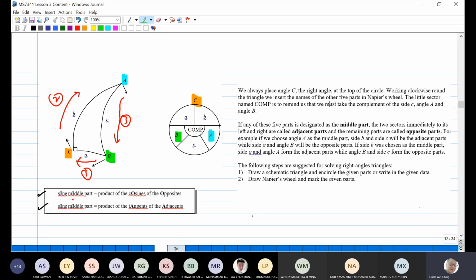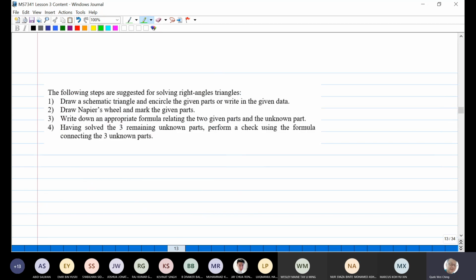Let's do example 1. Actually, you draw a spherical triangle first. One of the angles must be a right angle, so make sure that you have a right angle. If you don't have a right angle, it's a different story already. Then you draw the Napier's wheel according to where the right angle is, and see which things you know and which you don't know. You find the unknown part.